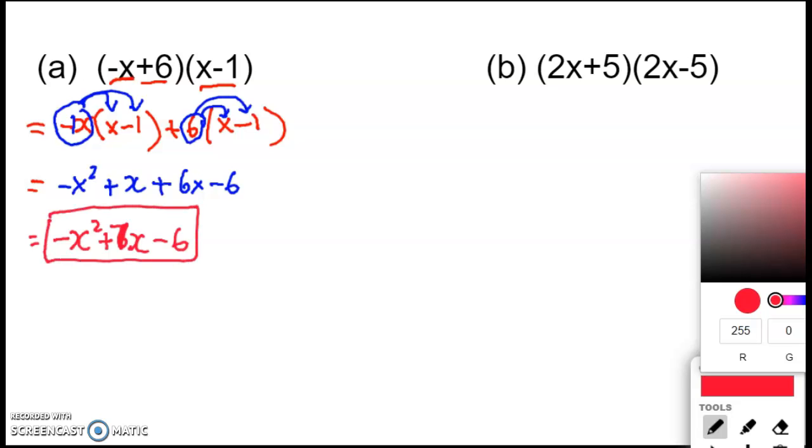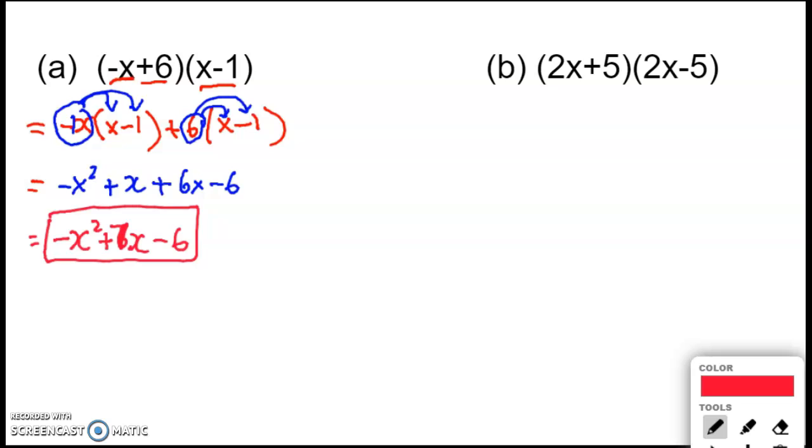Okay, let's try this problem. 2x plus 5, 2x minus 5. Again, you're looking for the first term of the first binomial, that's 2x, multiplied by the second binomial, that's 2x minus 5. And to that, you are adding the second term of the first binomial, that's plus 5, and multiplying that by the second binomial, which is 2x minus 5.